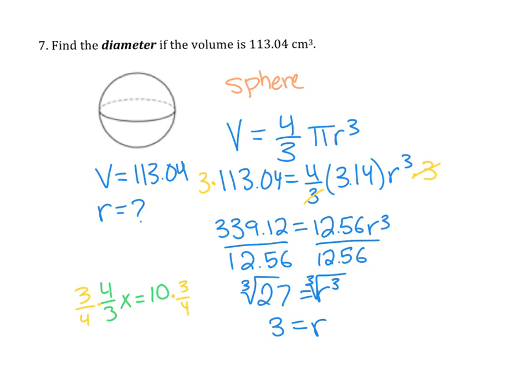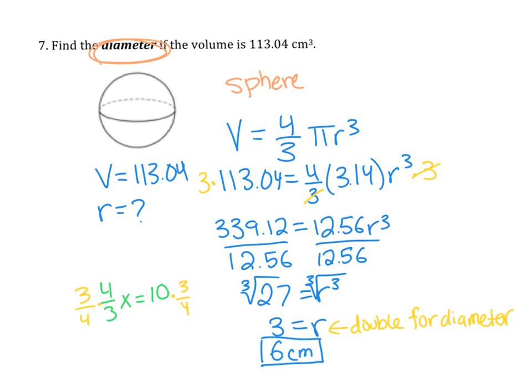But wait, the problem didn't ask for the radius. The problem said, find the diameter. No big deal. That just means that I need to double my radius. And therefore, my answer is 6 centimeters. 6 centimeters is the diameter of this sphere.